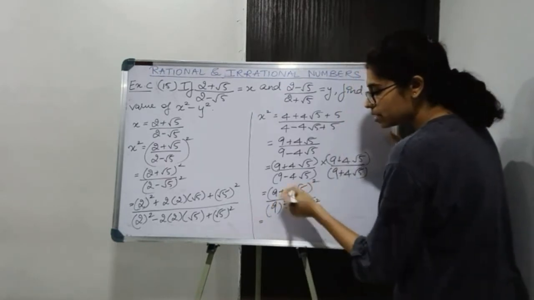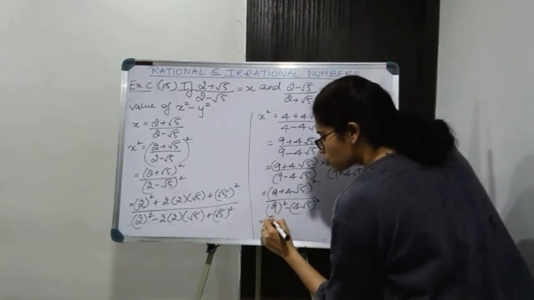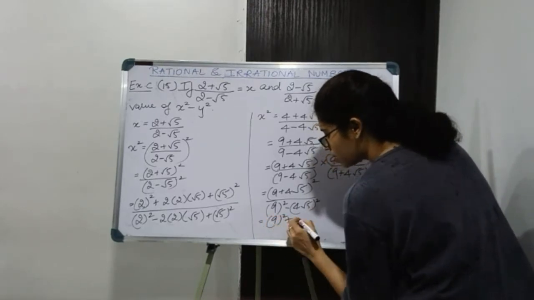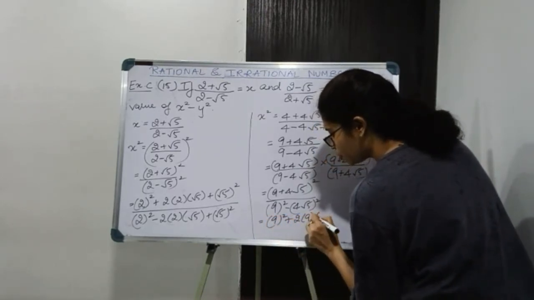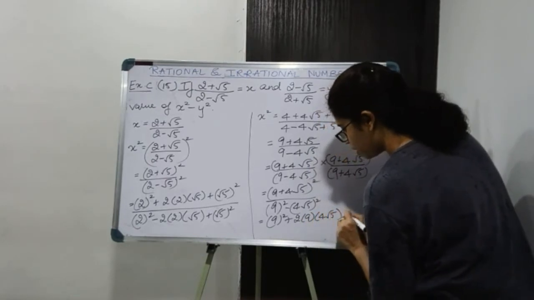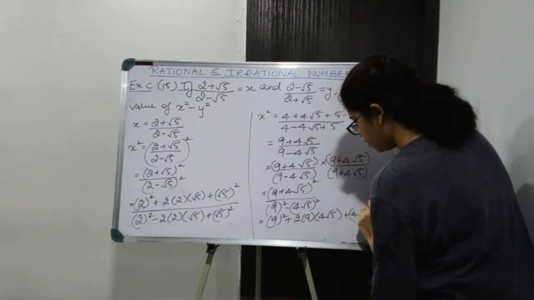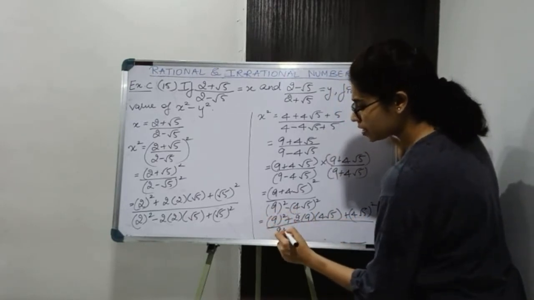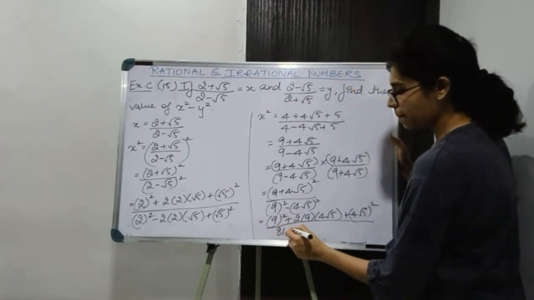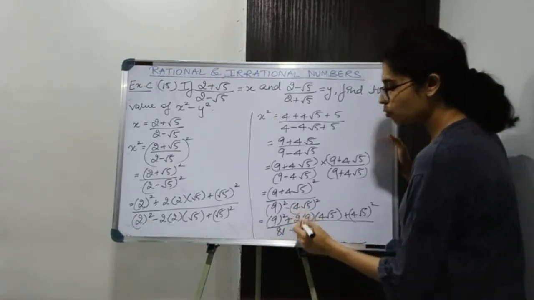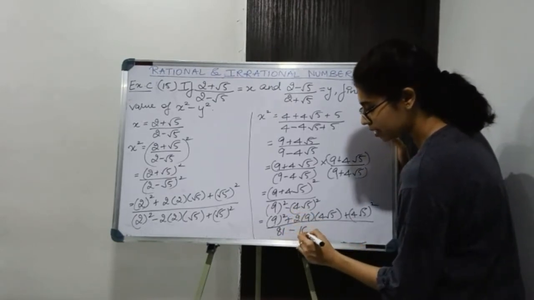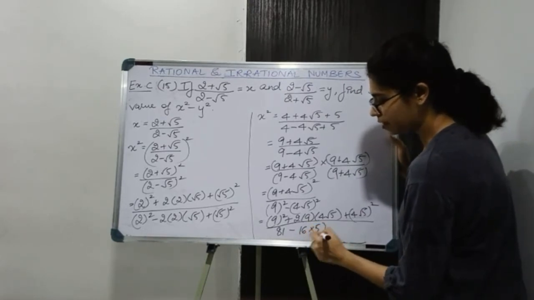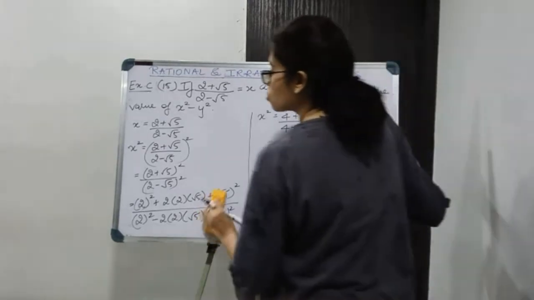We'll expand this, it is of the form a plus b the whole square, so it will be 9 square plus 2 into 9 into 4 root 5 plus 4 root 5 square upon 9 square gives 81 minus 4 root 5 square. So 4 का square is 16 and root 5 का square is 5.